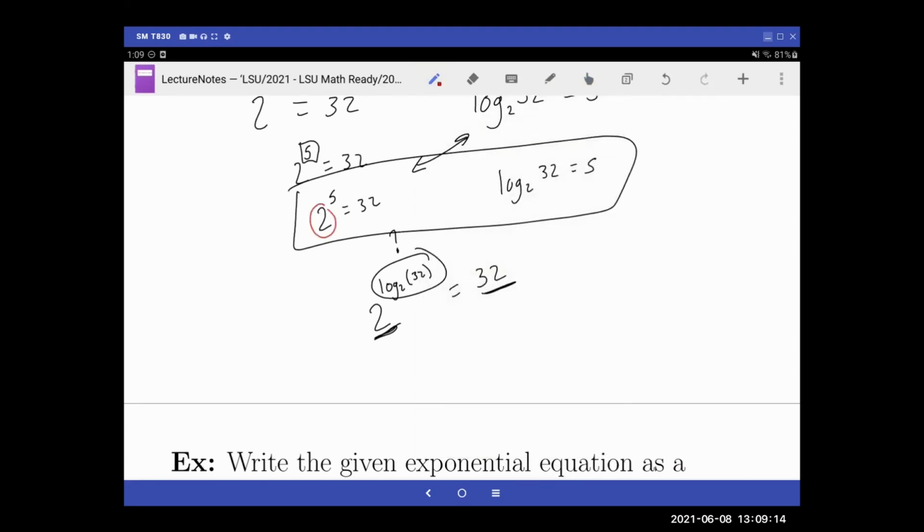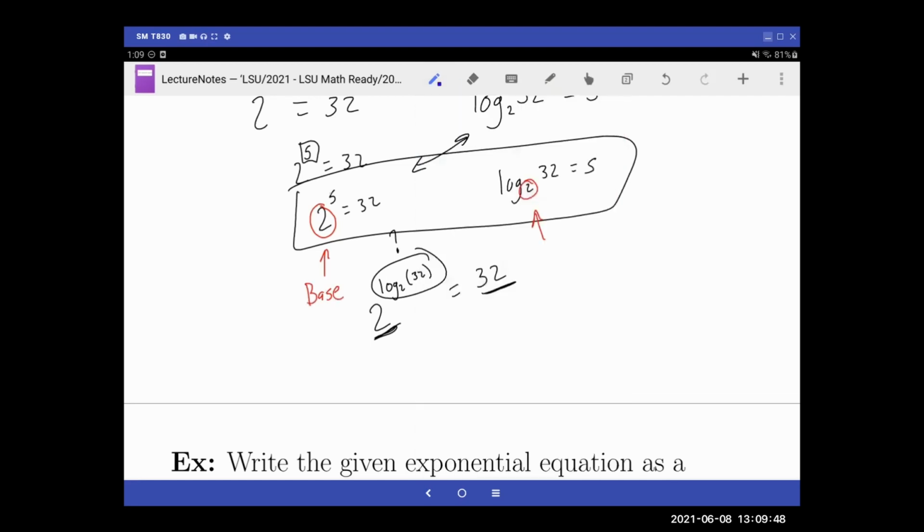2 and 2. In both cases, that 2 is called the base of the term. On the left side, the 2 is the base of the exponential. On the right side, 2 is the base of the logarithm. The base is going to be the same no matter what kind of equation you're writing. If you're doing an exponential equation, 2 is the base. A logarithmic equation, 2 is still the base.